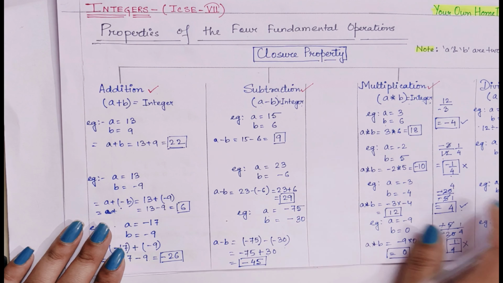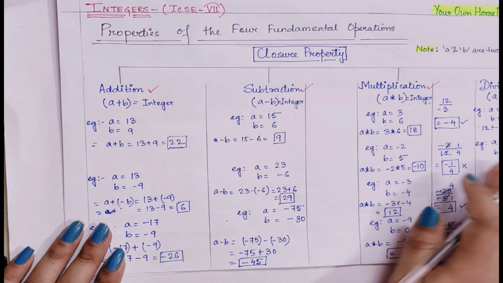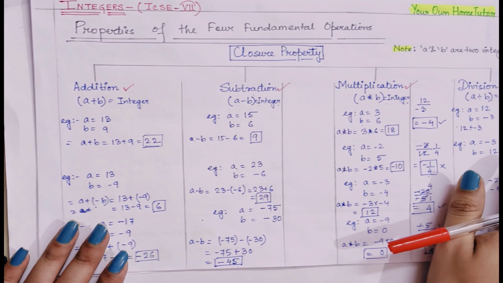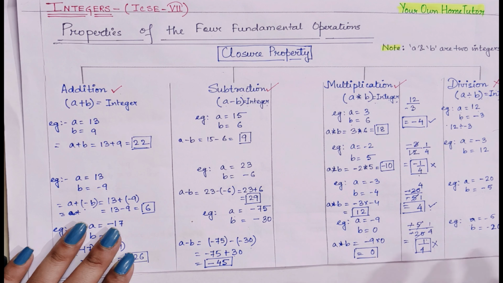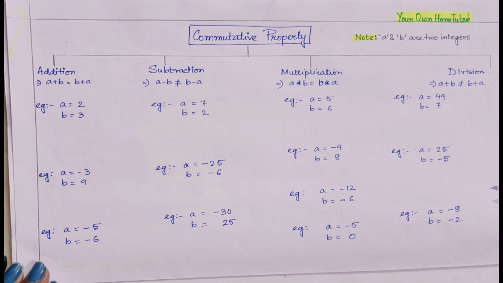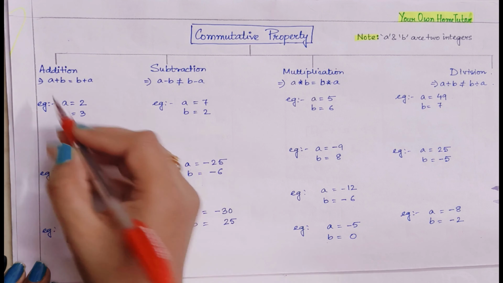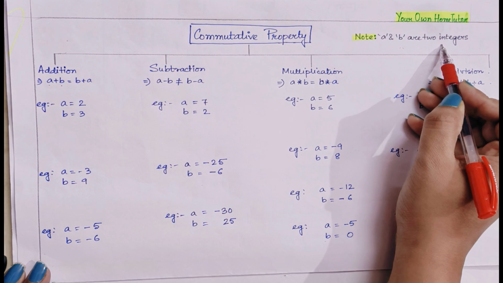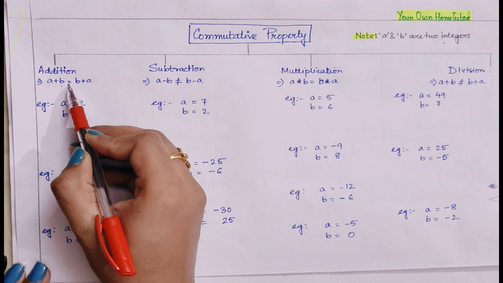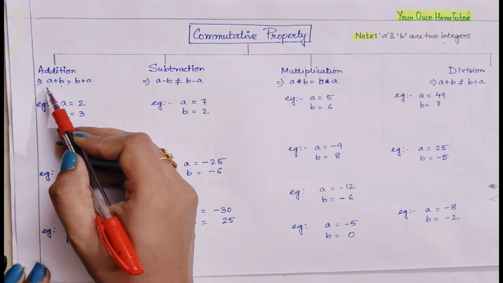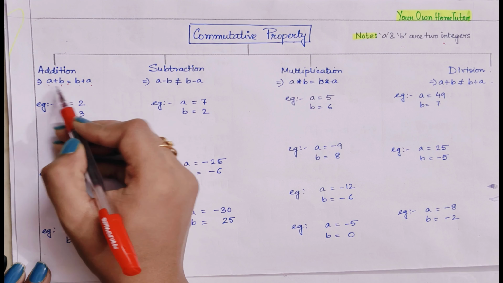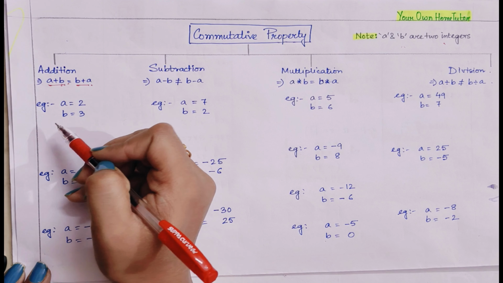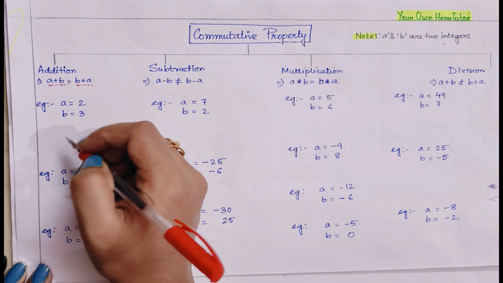So I hope you have understood the closure property for all the 4 fundamental operations. Now we will move to the next property, which is commutative property. The property says that if a and b are 2 integers and we add them, then if we follow any order of addition, if we add a with b or b with a, we will always get the same result. So let us take an example and see.